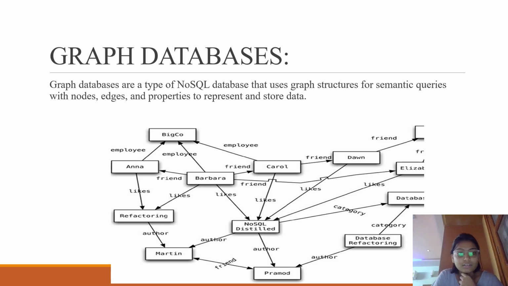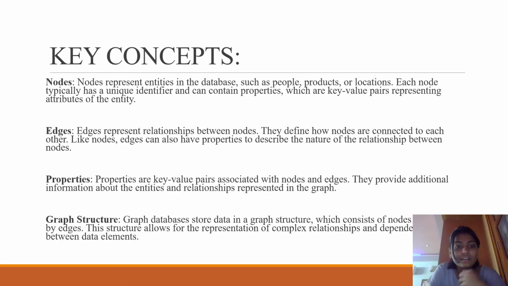We'll see graph databases now. Graph databases are a type of NoSQL database that use graph structures for semantic queries with nodes, edges, and properties to represent the stored data. Graph databases are generally in a graph structure which is interconnected with nodes and edges. These are the key concepts of graph databases: nodes, edges, properties, and graph structure.